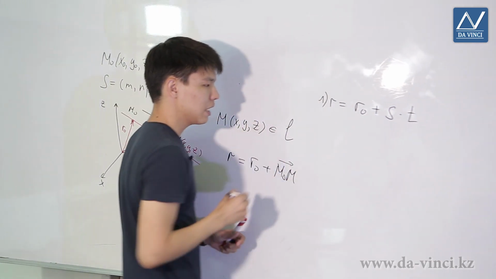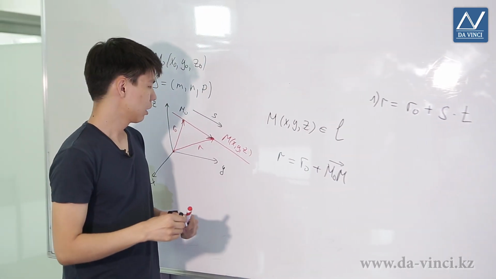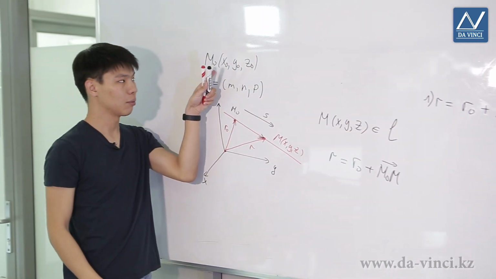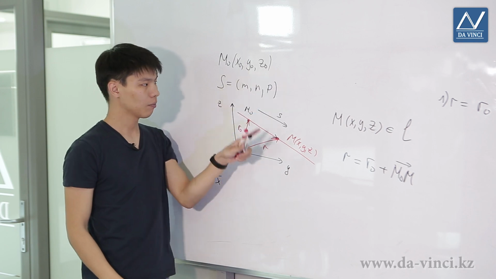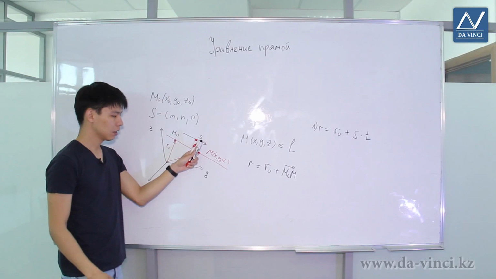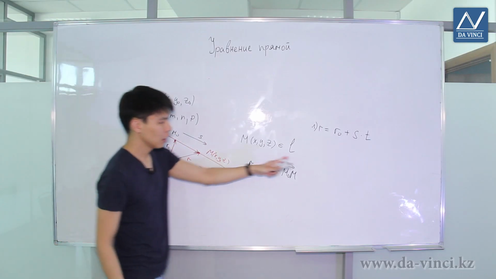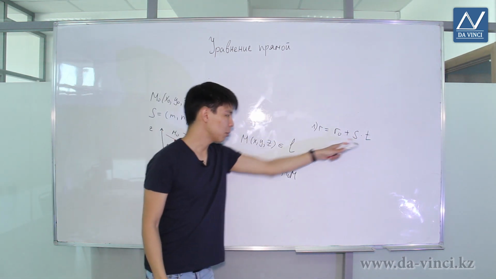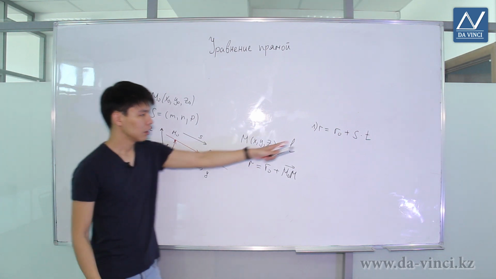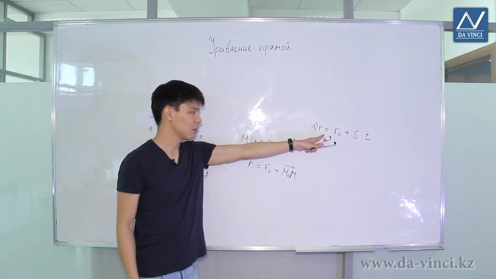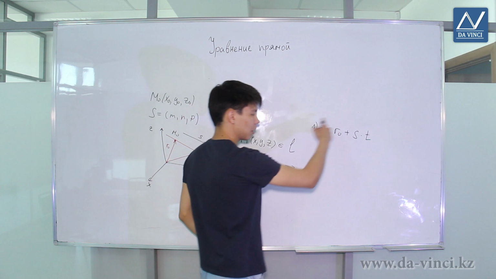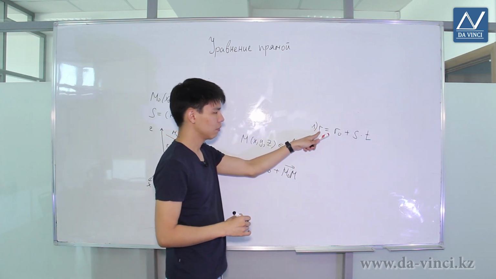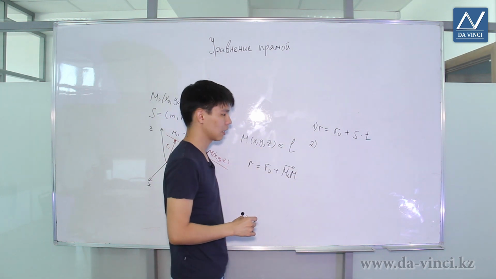This equation is called the vector parametric equation of the line, where R0 sets a radius vector drawn to the point M0 with known coordinates, and S with coordinates m, n, p is a vector that is parallel to our line. Now the parameter t. We get different points by changing it. So we've got a vector parametric equation of the line. If we write down this vector parametric equation of the line in coordinates, since R, R0, and S are vectors, then we get the following.